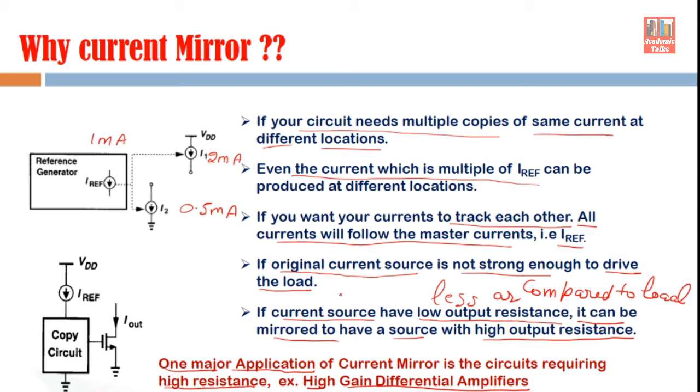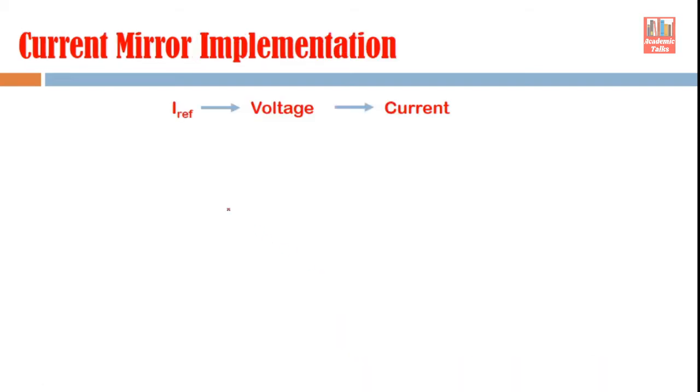So when we implement a current mirror, we have to go through two different steps. First, we start with a reference current, and that reference current is used to produce a copied or mirrored current. For that purpose, we first generate a voltage from this reference current, and then this voltage is used to produce the desired amount of current, right? So we go through these steps.